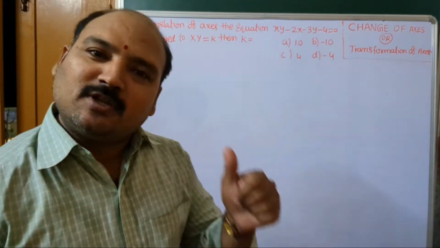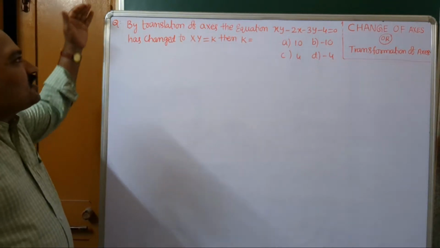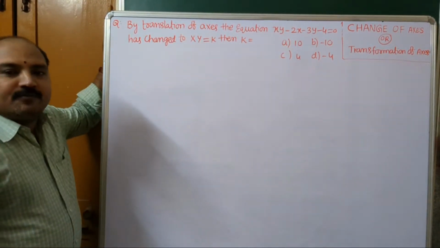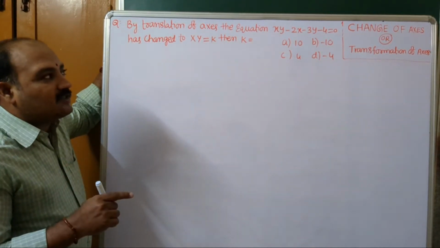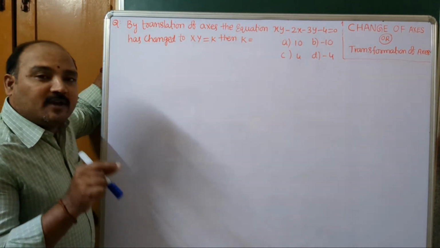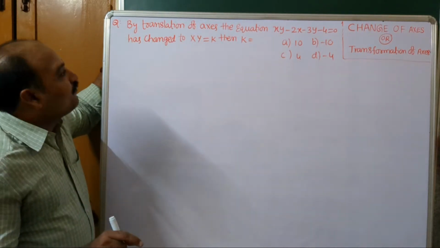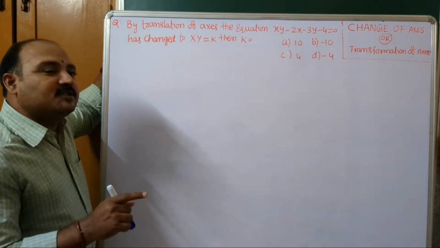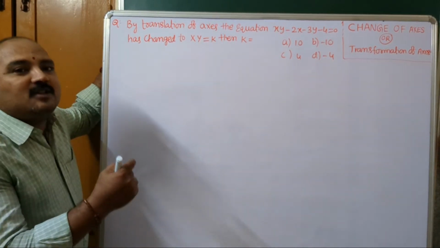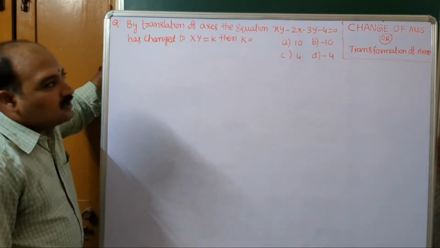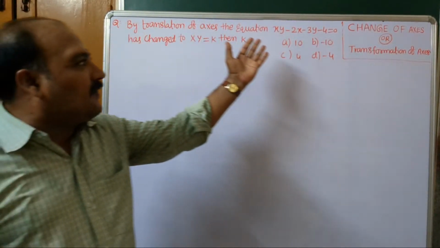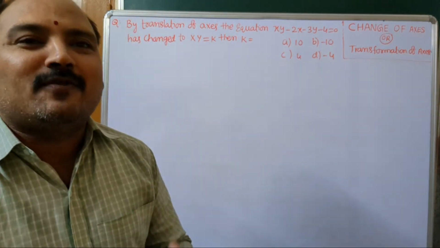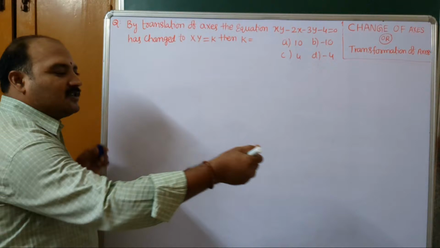Let us have a discussion. The question here: by translation of axis, the equation xy minus 2x minus 3y minus 4 equal to 0 has changed to capital XY equal to k, then the value of k is. So here, by translation of axis, the equation is given, but the shifted origin is not given. But how to calculate the shifted origin?